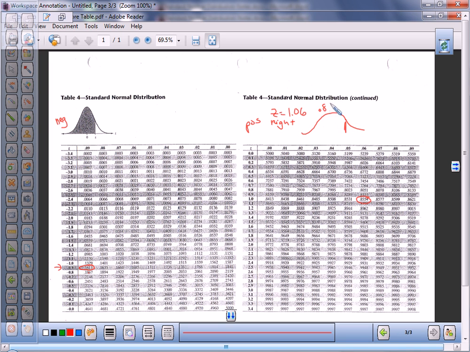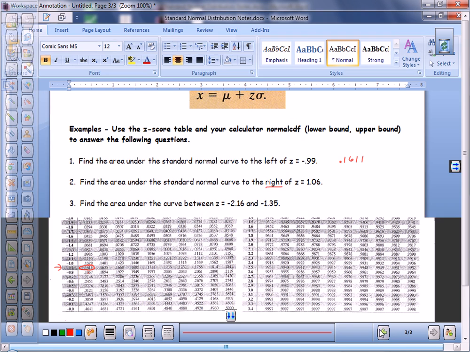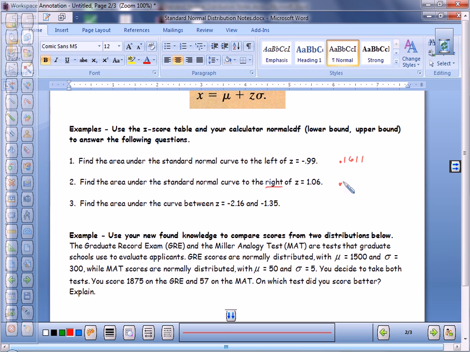So what would we do to find the area to the right? You have to do 1 minus that area, 0.8554. And this will give us 0.1446. Okay, so that gives us the area to the right of this z-score.